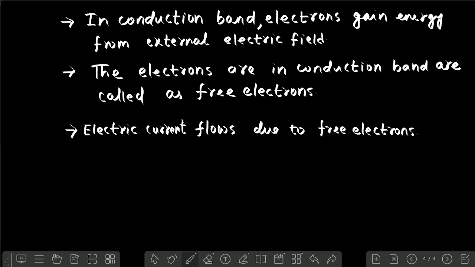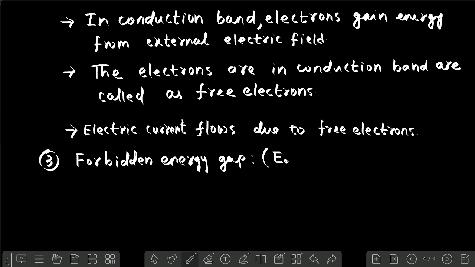Next heading, write number 3, forbidden energy gap. What is forbidden energy gap? The symbol is given like this, Eg.